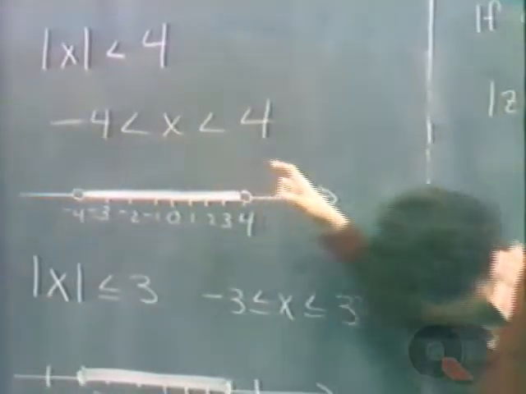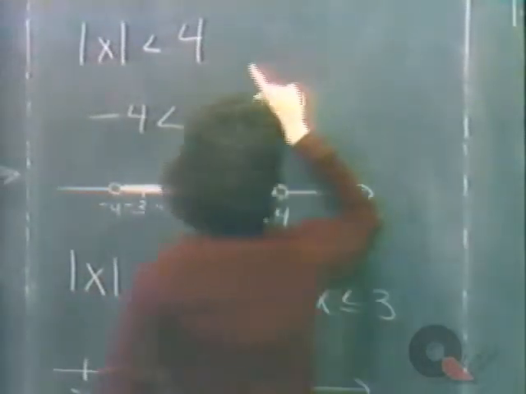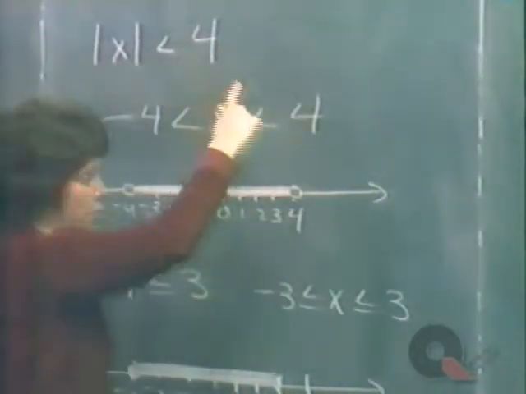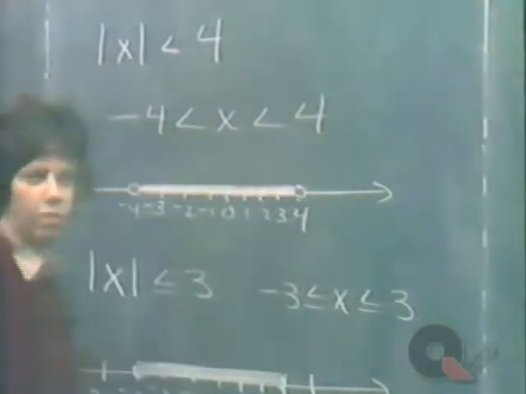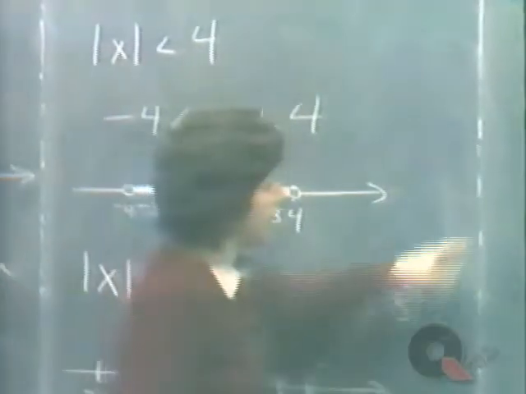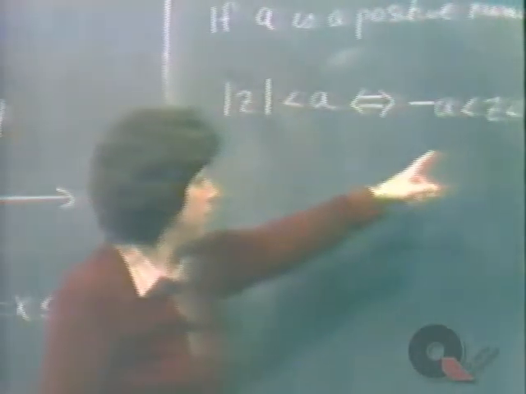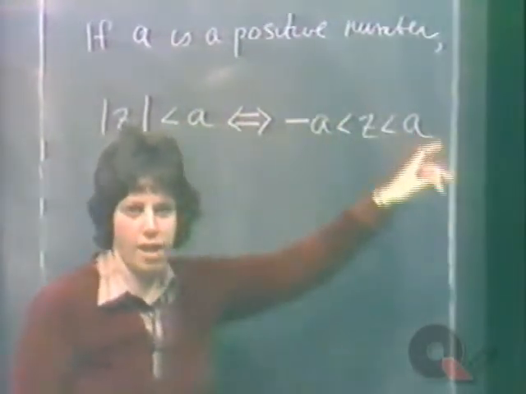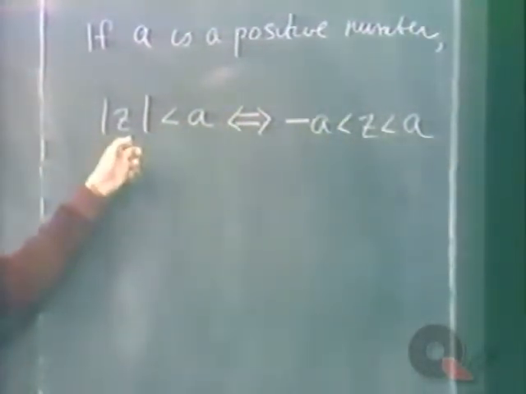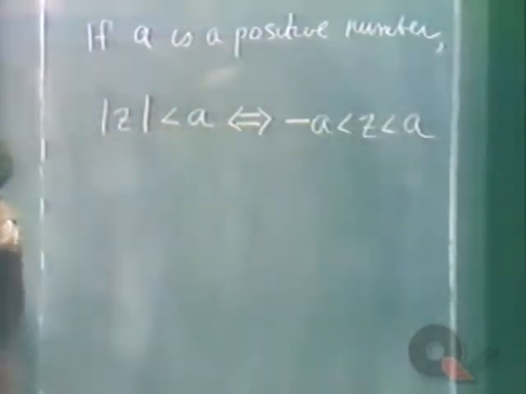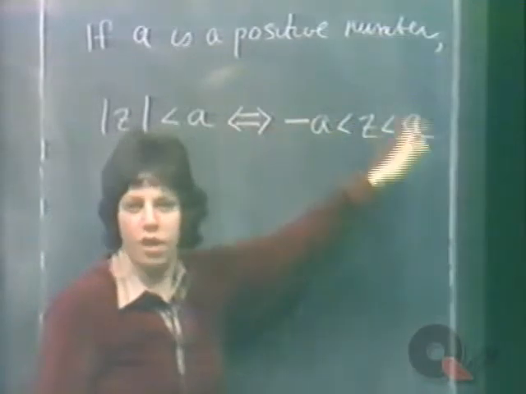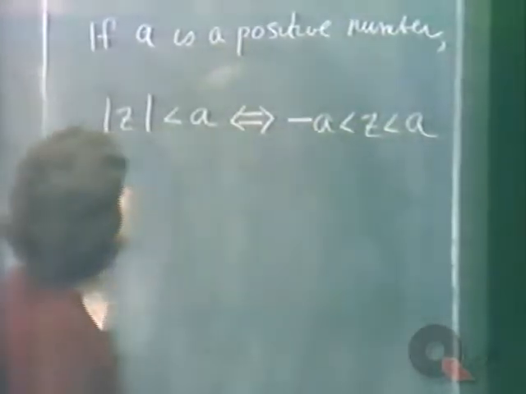Just like we did over here. The absolute value of x was less than 4 was replaced. This is equivalent to x being between -4 and +4. The absolute value of z is less than a can be replaced by z being between -a and a. That is, the distance between z and 0 should be less than a. Z has to be within a units of 0, but it can be on either side. -a less than z less than a.